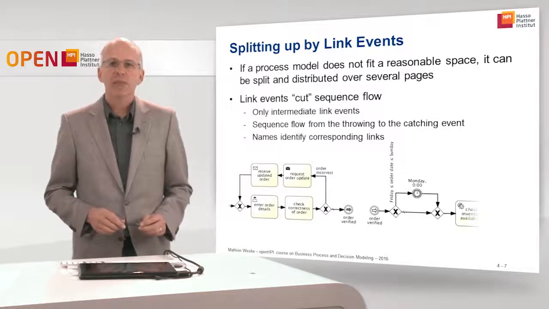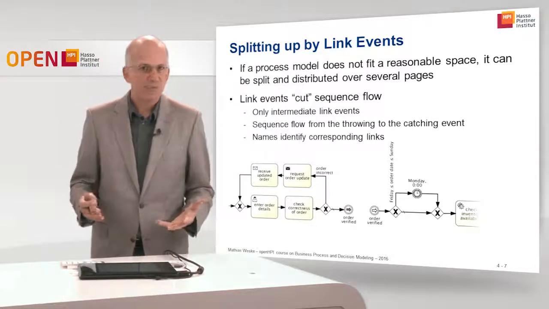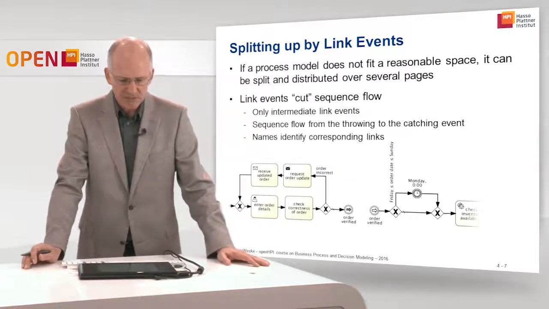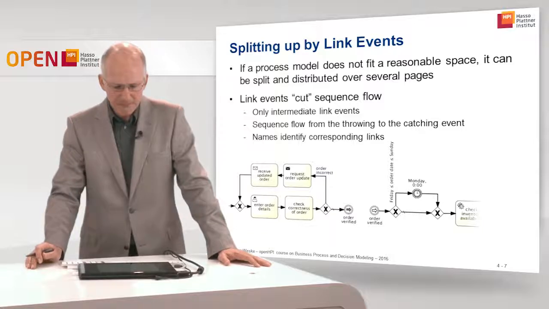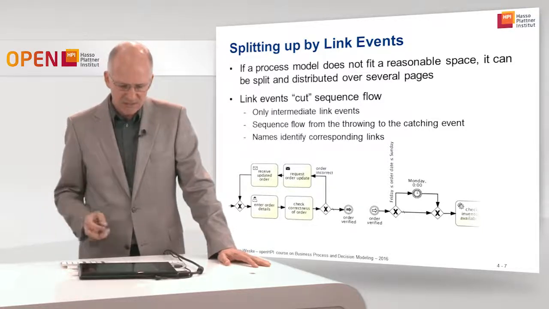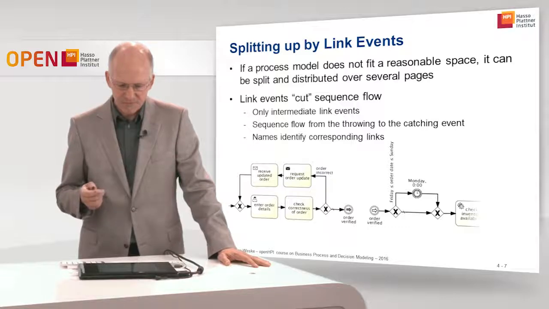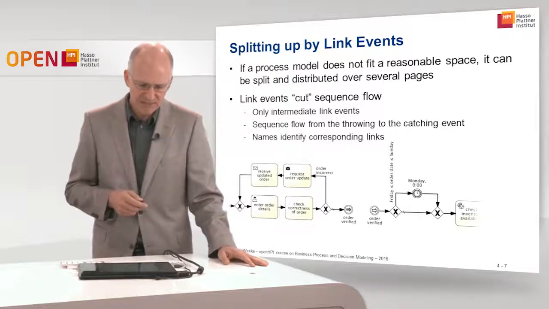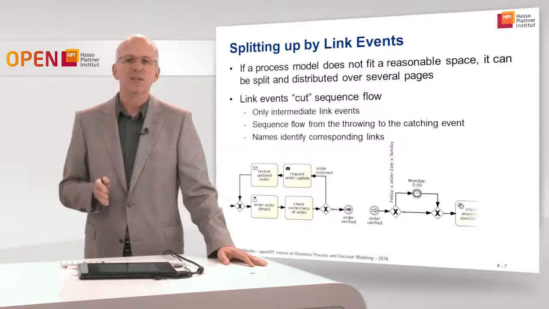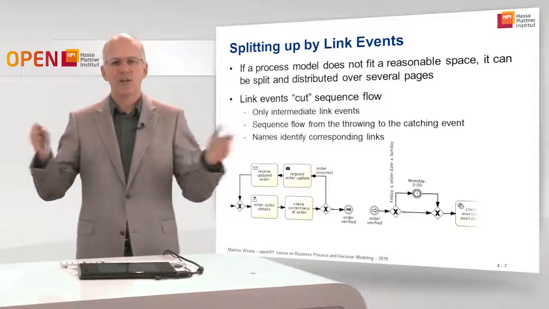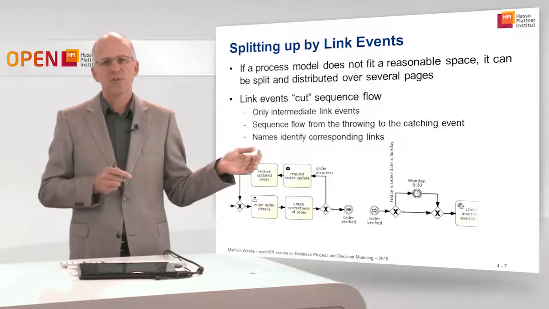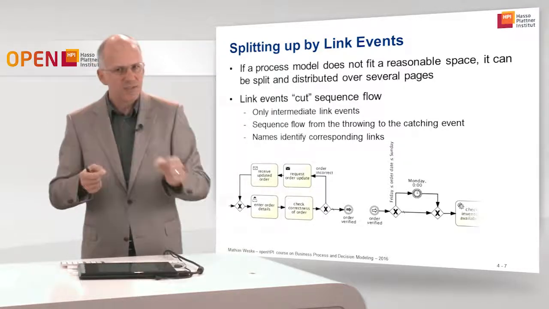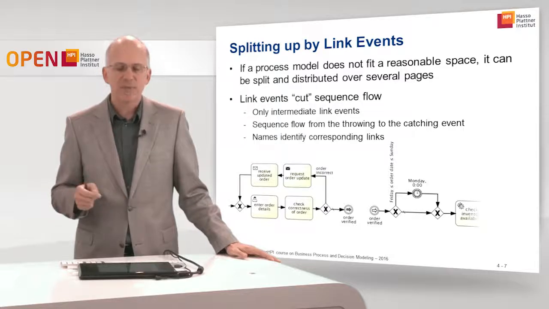Therefore, there are different means in BPMN to deal with this complexity on the model level. And the first thing is we can split large process models up by link events. So if a process model does not fit on a page with reasonable space, it can be split and distributed over several pages. And these link events cut sequence flow. If we have a large process, we can cut a sequence flow in one position and then allow the connecting of these two parts again by the link events.